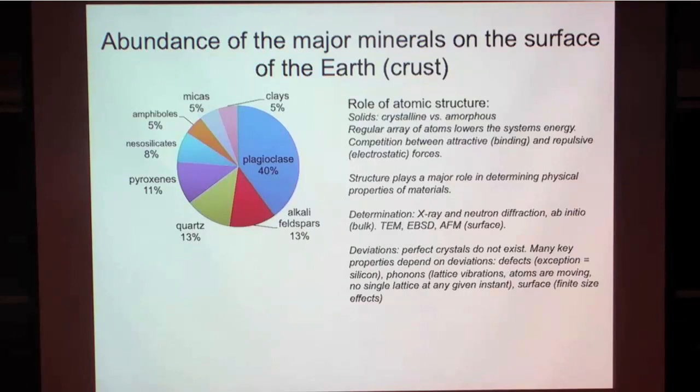And I want to emphasize that the crystalline materials, of course, have a lower free energy than their amorphous or, let's say, glassy counterparts. It's a competition between the attractive binding forces and the repulsive forces. These are dictated by the forces between the atoms, the charges, and we'll go through some of those examples in just a minute. This can be determined experimentally, typically using X-ray diffraction or neutron diffraction, mostly for the bulk material. Surface-type probes include transmission electron microscopy, atomic force microscopy, and electron backscatter diffraction.